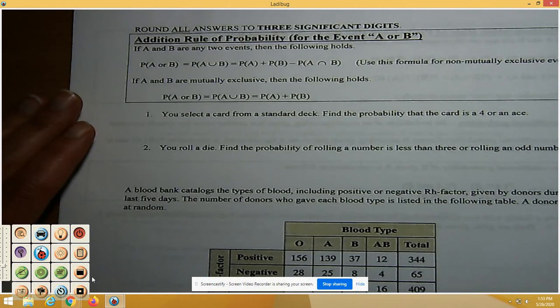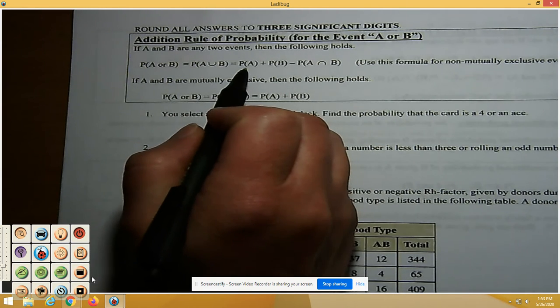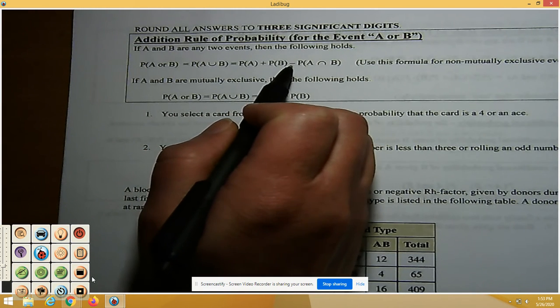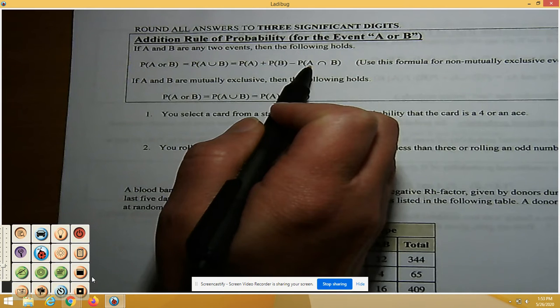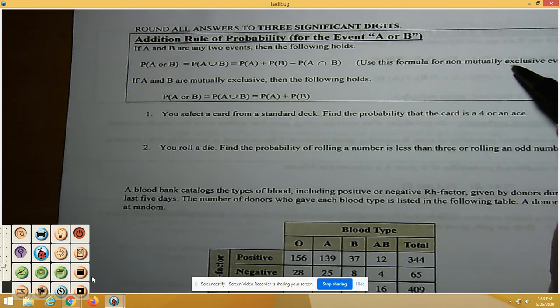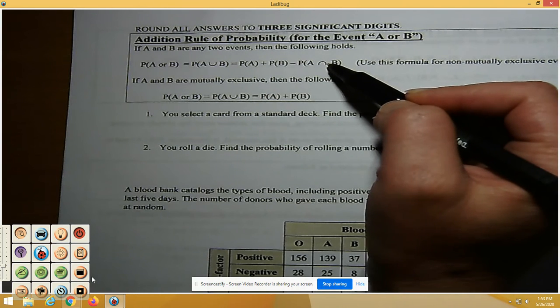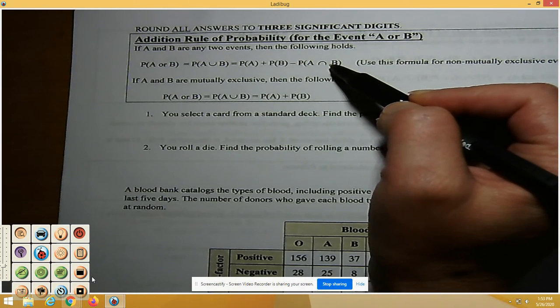This is the event of A or B. All rounding will be to 3 significant digits. If A and B are any two events, then the following holds. The probability of A or B, or again the union, is the probability of A plus the probability of B minus the intersection of A and B. This is what you use for non-mutually exclusive events when there is an overlap. So basically, you're taking out the intersection so you don't double count it.